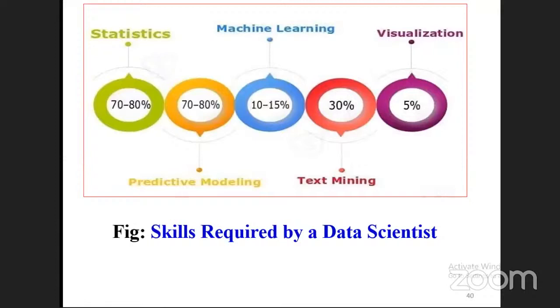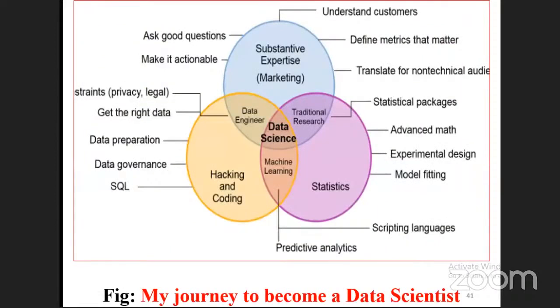Okay. So this is the way we are solving data science applications. Statistics 70 to 80%, machine learning 10 to 15%, predictive modeling 70 to 80%, text mining 30%, visualization 5%. So in my journey to become a data scientist and head of research, I have applied this step-by-step procedure. Understand the customer's business, define the metrics that matter, translate for a non-technical audience, statistical packages, advanced mathematics, experimental design, model fitting, scripting languages, predictive analytics, and hacking and coding tools like SQL, MySQL, Teradata, Hive, HBase, data governance, data preparation, get the right data and ask good questions, make it actionable. So five subjects I am applying in data science.